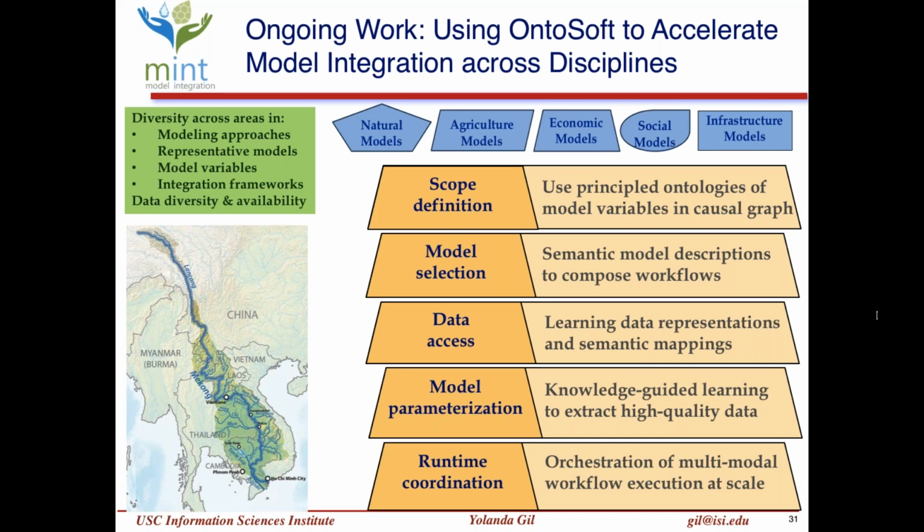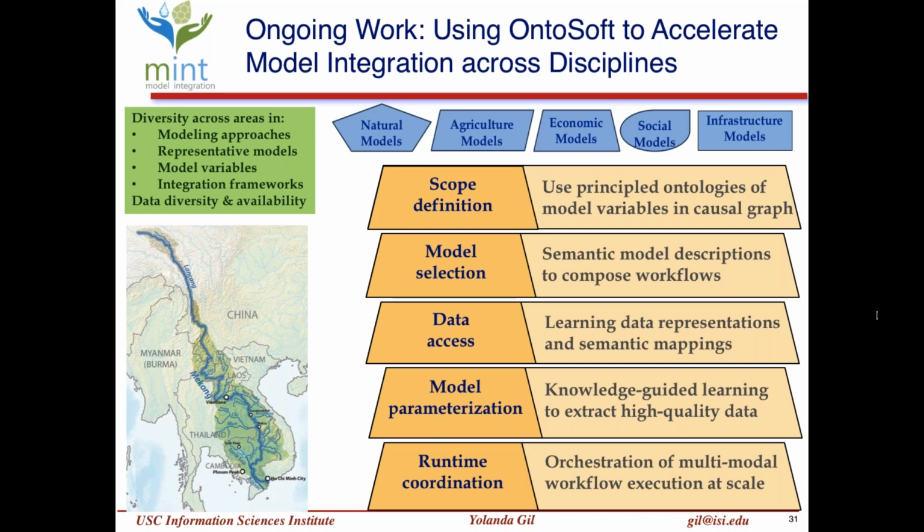The diversity is in the way that modeling is approached, the representative models and how they work, the kinds of variables that the models use, and the kinds of frameworks that are typically used to compare or integrate models. The data is also, of course, very diverse, and there's a range of availability. So model integration becomes very hard. How can we make it easier?